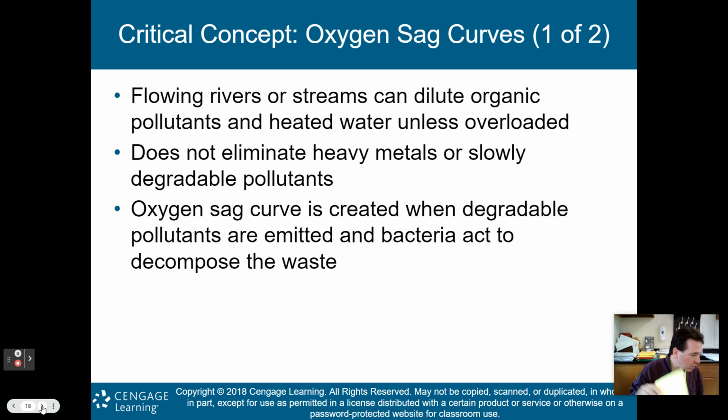What we're going to talk about now is something called an oxygen sag curve. This is what occurs in rivers when you have too much pollution. Flowing rivers or streams can dilute organic pollutants and heated water.